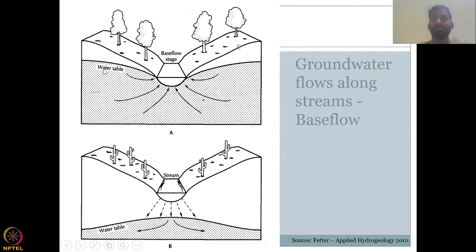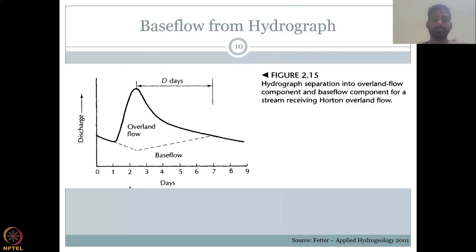So the groundwater gives water from the high potential to low potential. So groundwater table is high potential. It goes to the low potential, which is stream flow. Here in diagram B, now if you do the potential energy for this, the groundwater is at a low potential compared to the stream. And so the stream can give water to the groundwater. Always water flows from high potential to low potential.